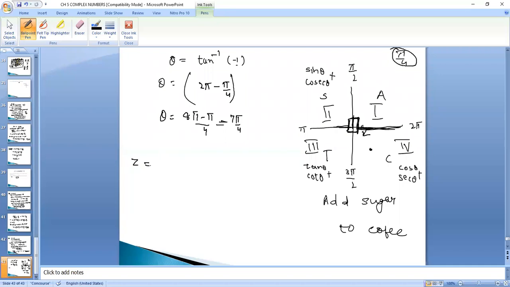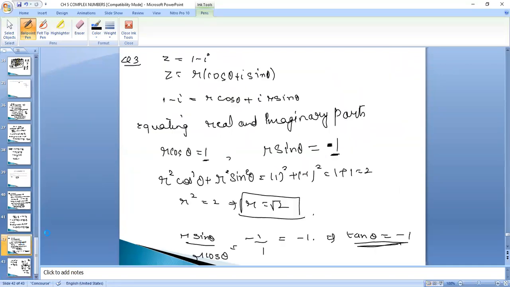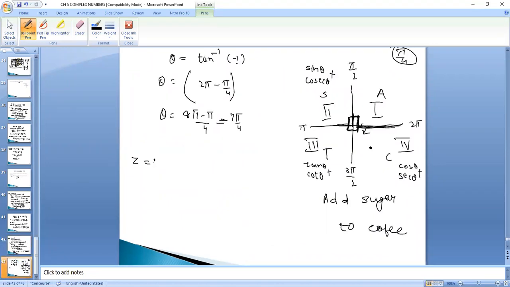So our z will be r, the value of r was root 2, cos of 7 pi by 4 plus iota sine 7 pi by 4 is the answer, right?